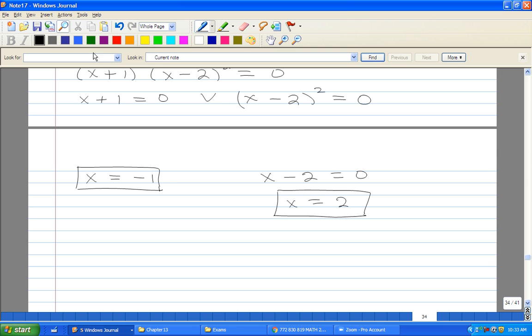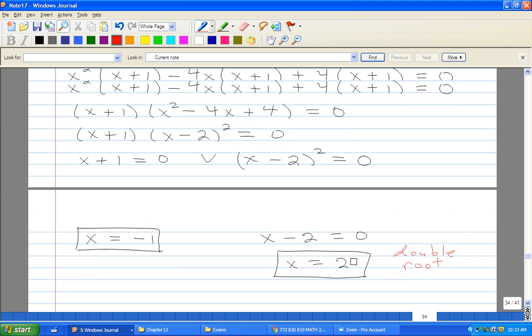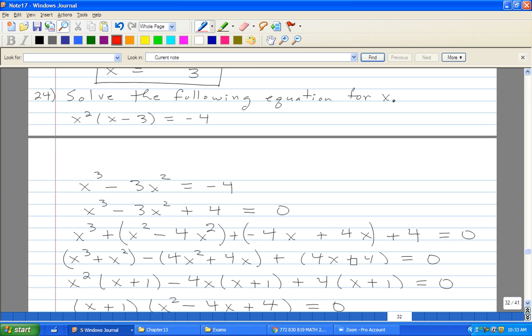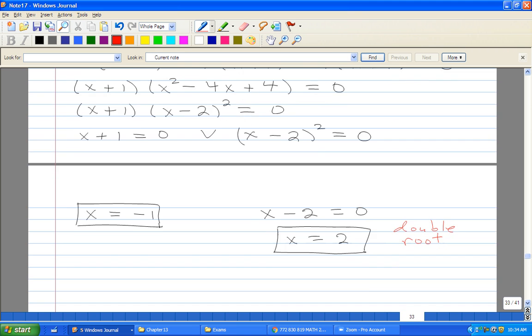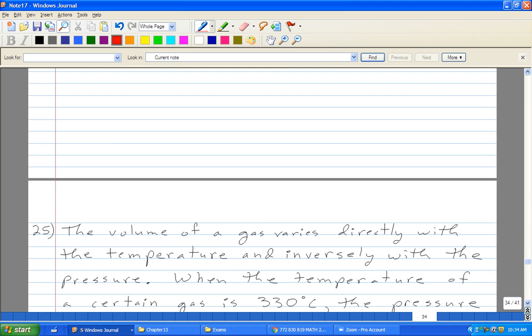Notice that x equaling 2 is what's called a double root, because, well, this is a square. So we really have 1, 2, 3 roots for this cubic equation. And that's how many roots we wanted. Let me do problem number 25.